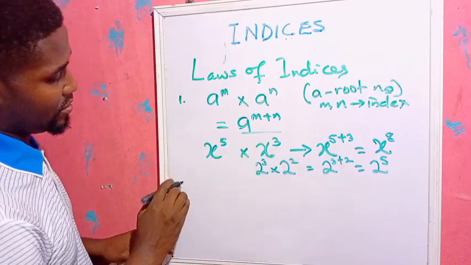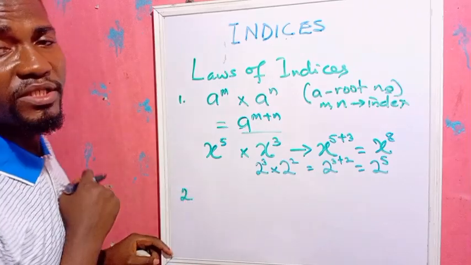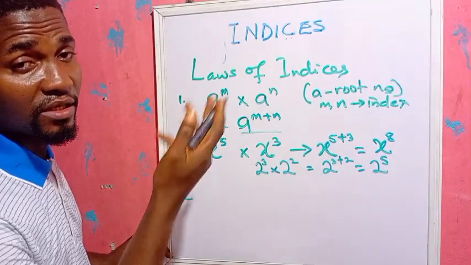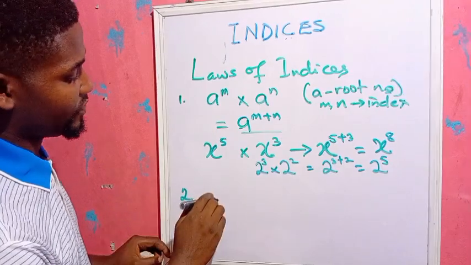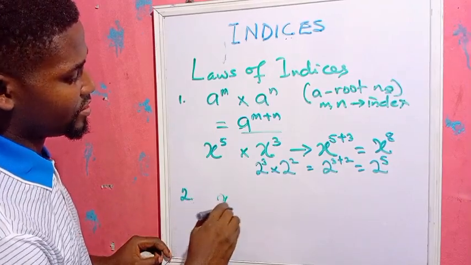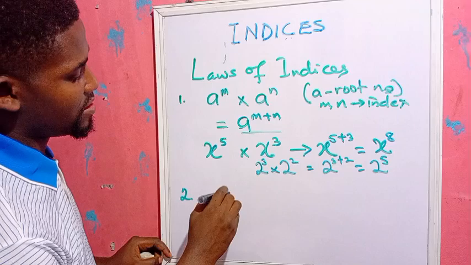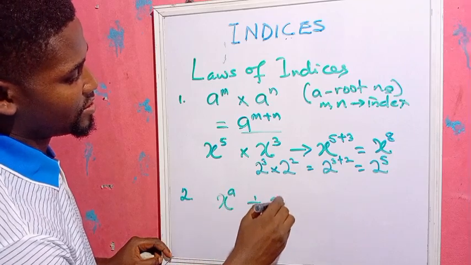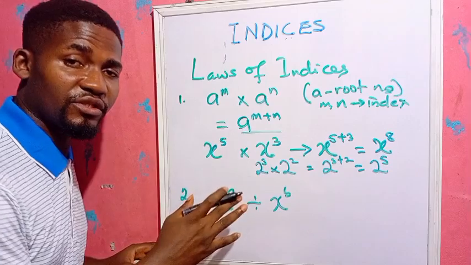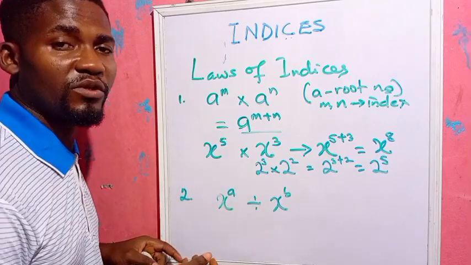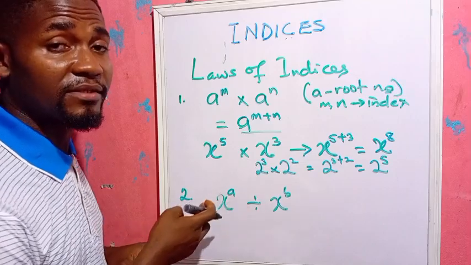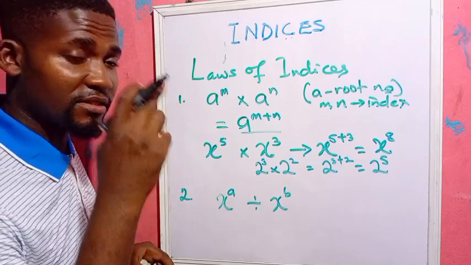Let's go to the second law. The second law deals with division. If we have x raised to power a divided by x raised to power b, in division, we'll still pick one of the root numbers here, but we have to subtract the index numbers. That is the second law.